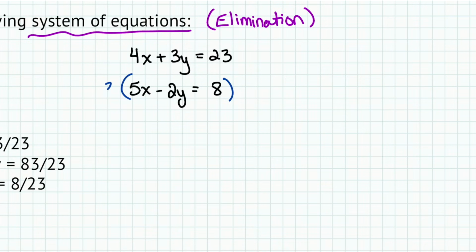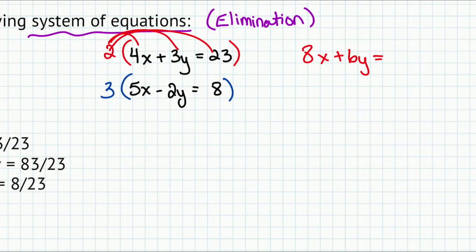And I know 2 times 3 is 6. Well, what about this top one? Well, I know that 3 times 2 is 6. So what I've just done is I've set myself up to multiply the entire equation, so both sides of the equation, by 2, both sides by 3. Look at the beauty that happens next. So 2 times 4x is 8x. 2 times 3y is positive 6y. 2 times 23 is 46. Okay, nice and easy. Still going strong.